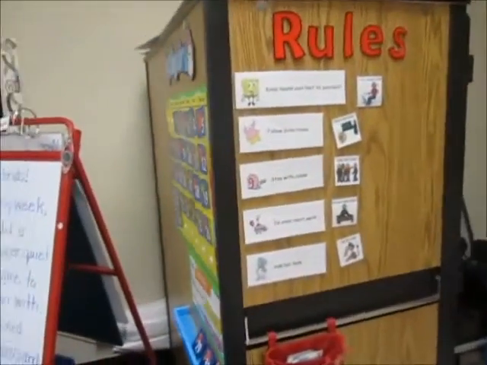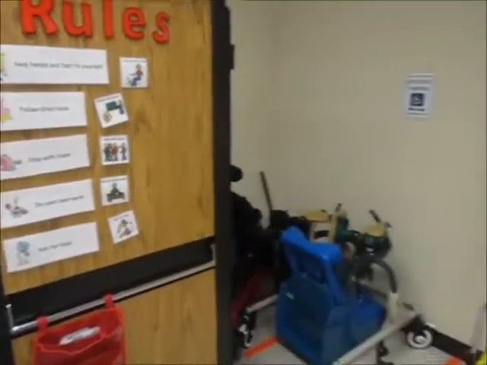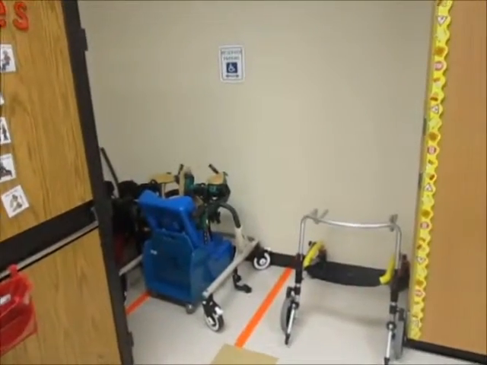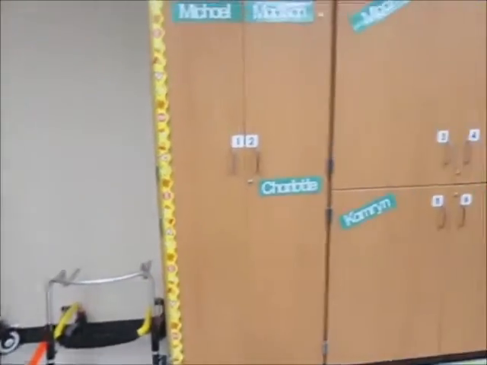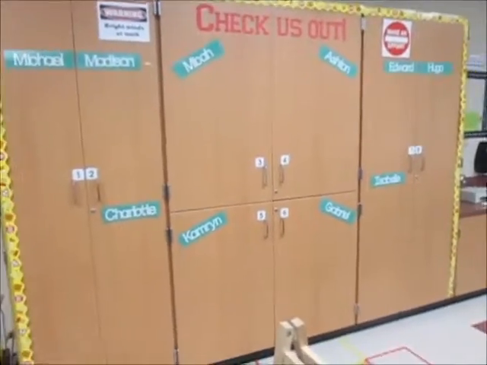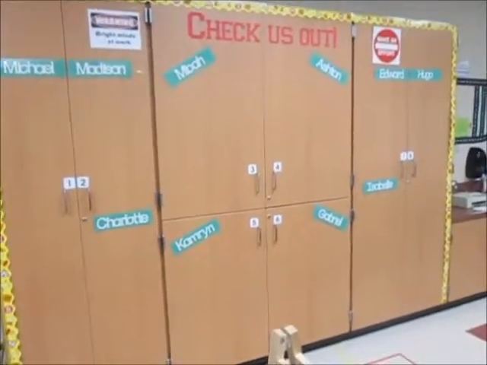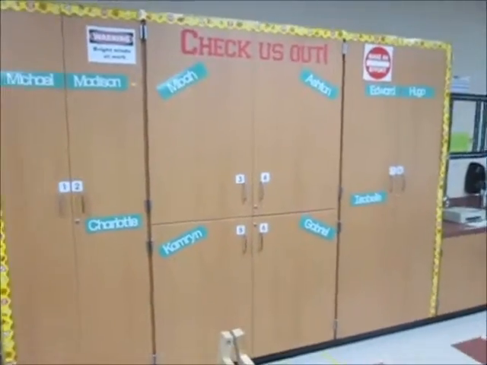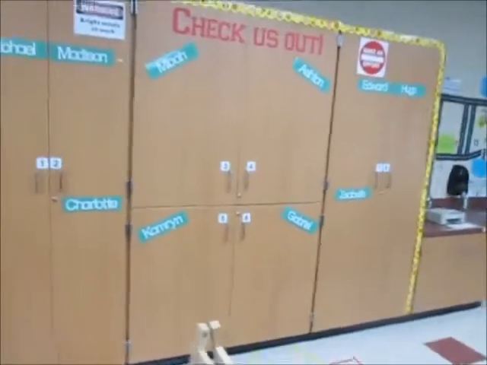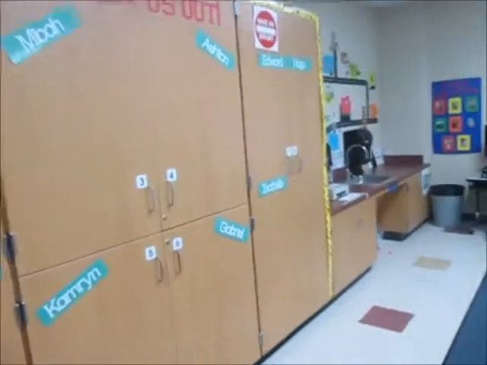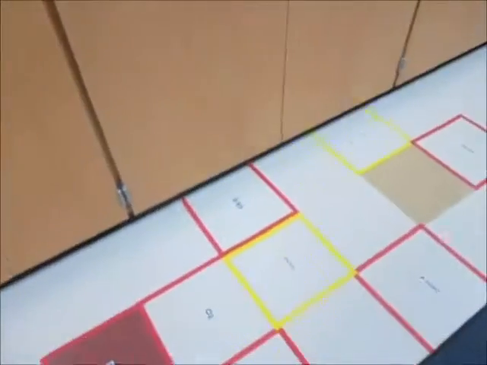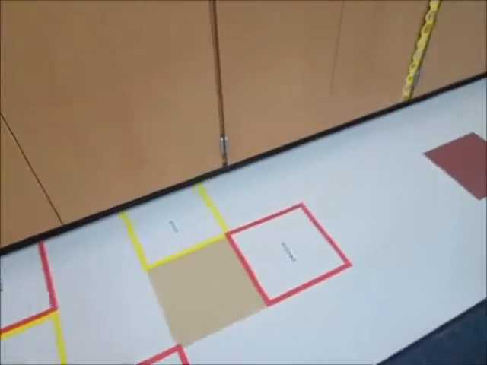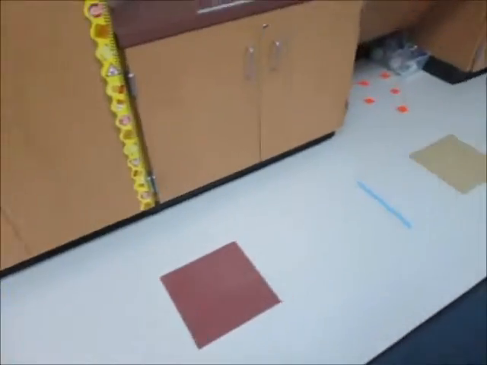Calendar. Rules. This is the parking lot for adaptive equipment. We don't want to be tripping over it. This is our bragging area. You can see we just started the new 9 weeks, so this area will be covered with student paperwork. They love posting their work, showing everybody who walks in. And then this is the hopscotch and the beanbag toss for vocabulary words.